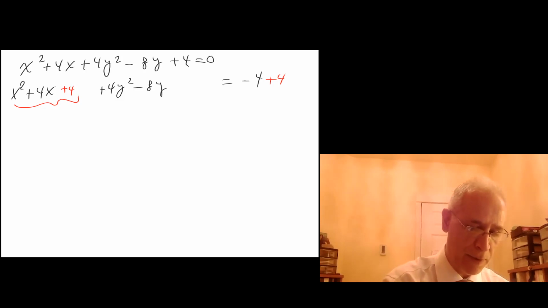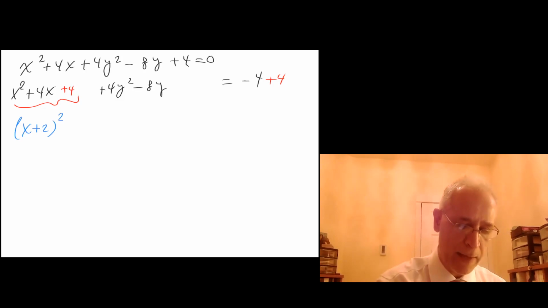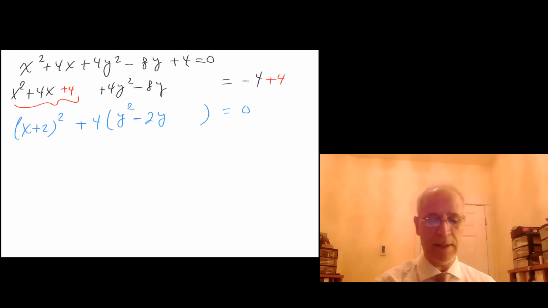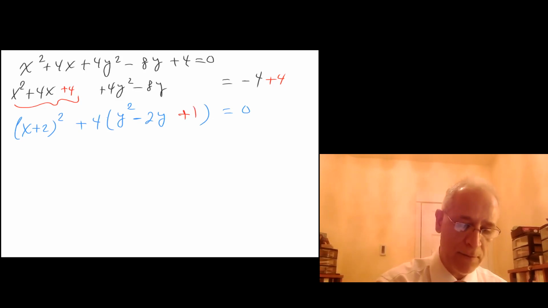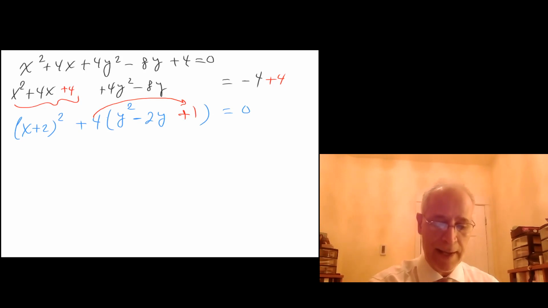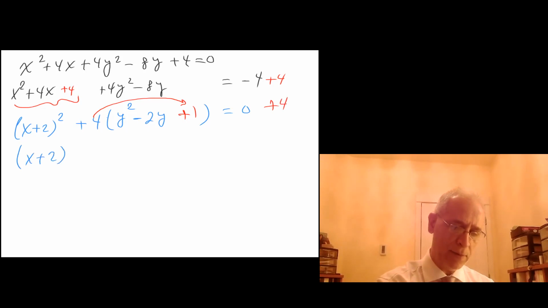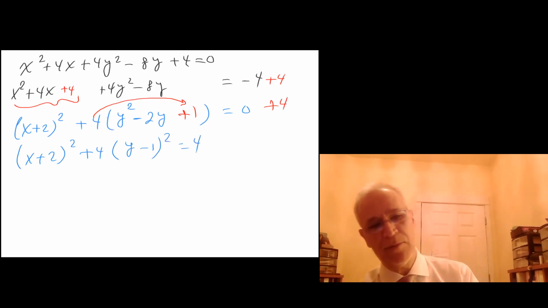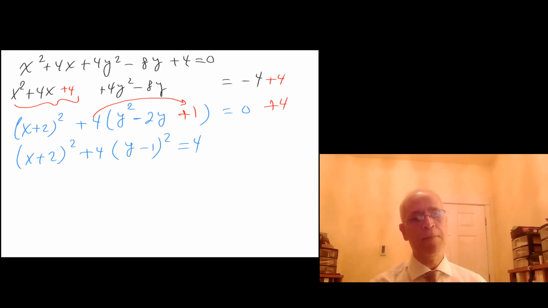So first, you could do it at the same step, but let me show you everything. So here, this part actually becomes x plus 2 quantity squared. And I can rewrite this one as 4 times y squared minus 2y equals 0, because negative 4 and 4. And now if I want to complete the square inside of the second parenthesis, I need a positive 1. But since this positive 1 is going to get multiplied by this 4, I'm going to have to add a 4 to the right-hand side. So now this is becoming x plus 2 squared plus 4 times y minus 1 squared equals 4. And some of you might need to go back and brush up on how to complete the square with these problems.